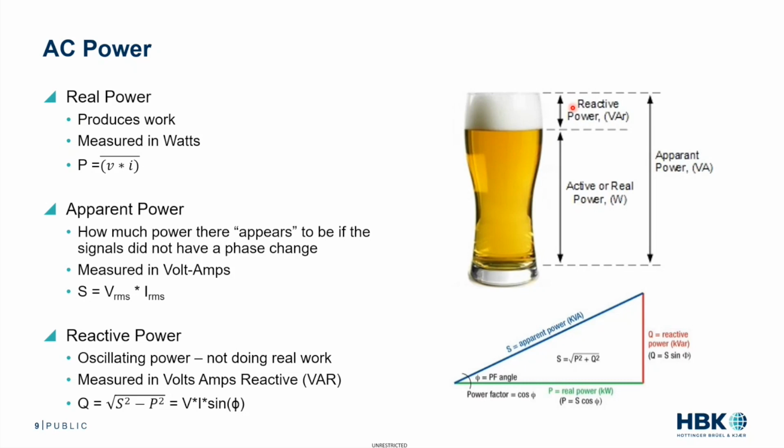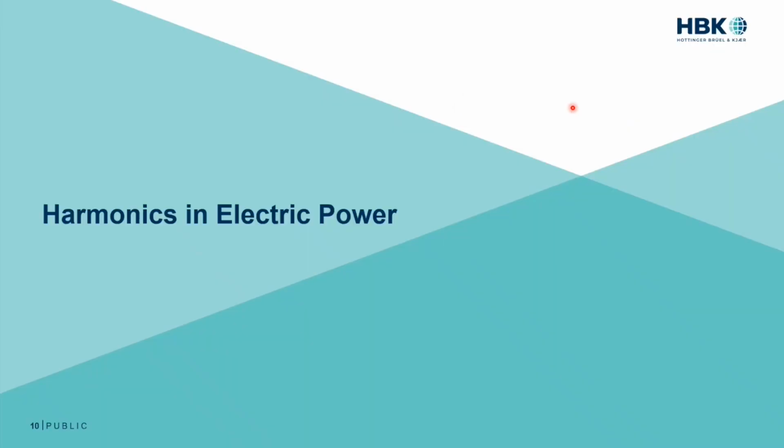Okay, so we've gone through the basics. We have a baseline. Now we can start talking about the topic at hand, which is harmonics and electric power, and really how they affect RMS, reactive power, apparent power.